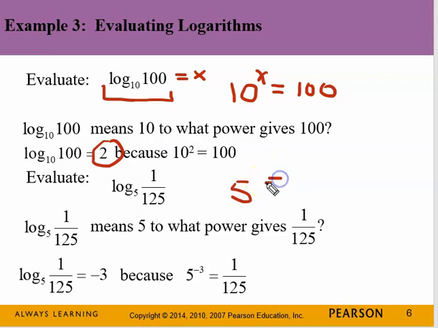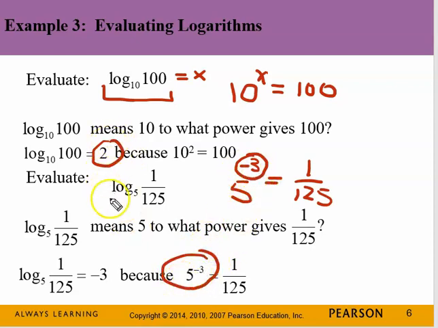Our answer is going to be 1 over 1/25. So what exponent brings 5 to this fraction? Well, we know it has to be negative. And 5 to what power is 125? Well, 5 to the third power here. So 5 to the negative 3 then is the answer. And they go through it here as well.